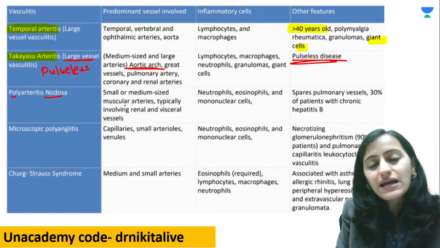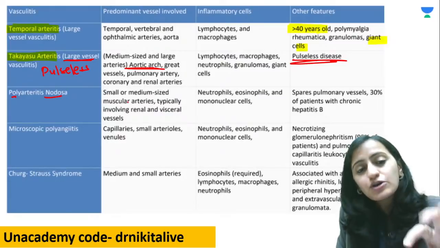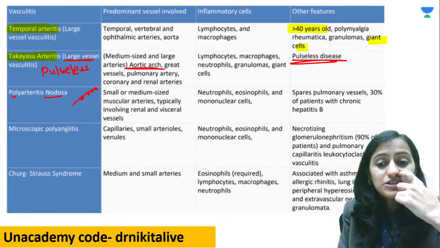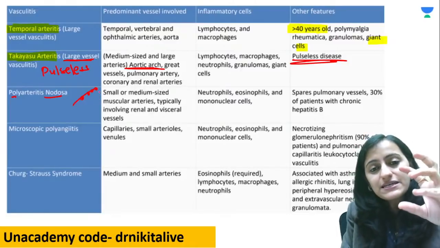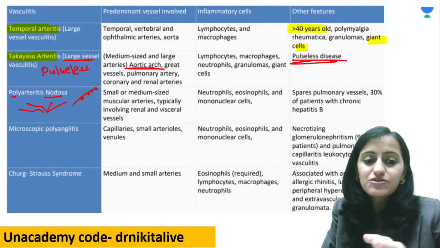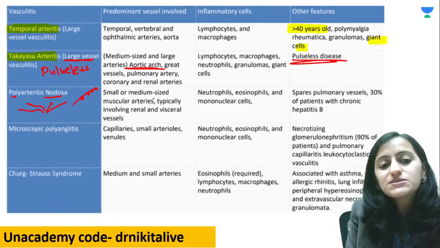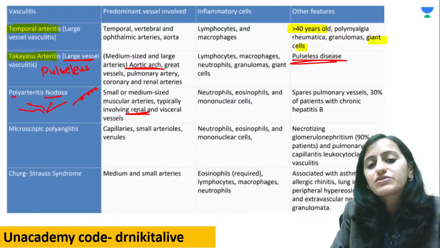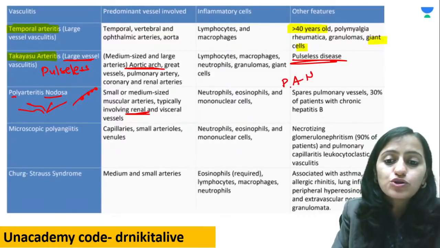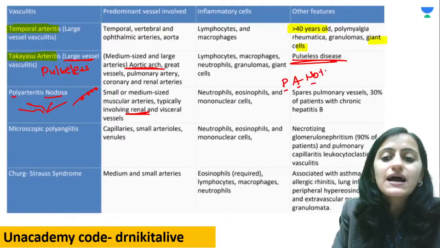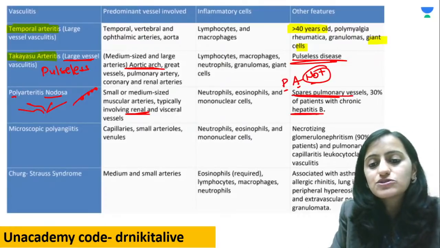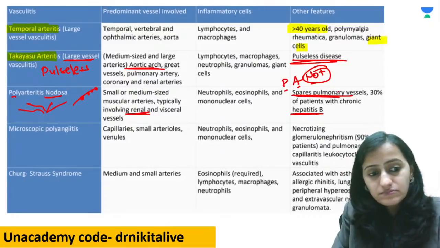Polyarteritis nodosa, as the term says, polyarteries. Nodosa means, remember, that there are nodule-like aneurysms in the arteries. So there are multiple aneurysms that we see, especially in the renal and visceral arteries, the intrarenal ones. So remember, it is small and medium sized, typically involving renal arteries. What artery is spared in polyarteritis nodosa? Remember, the pulmonary artery is not involved. So it spares pulmonary vessels and it is associated with hepatitis B.